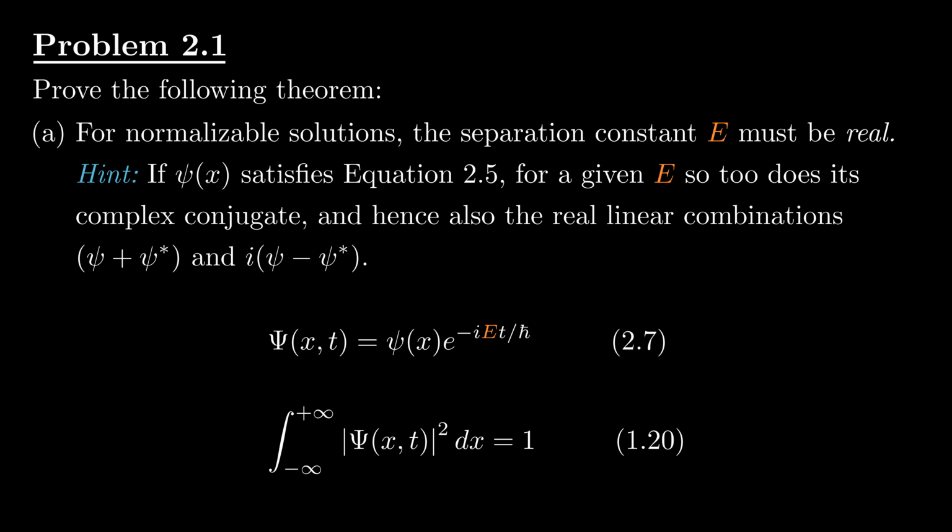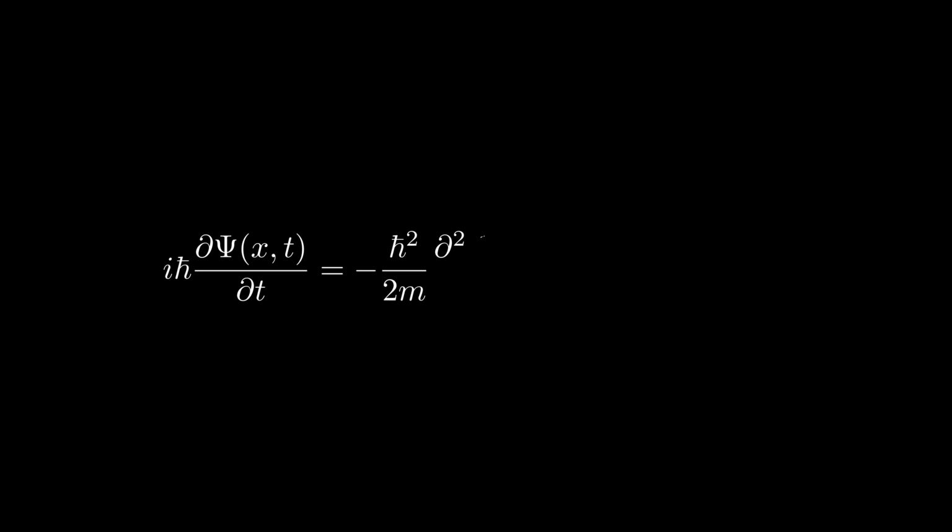Before we dive into the solution, let's first do a quick recap of the Schrödinger equation and the method of separation of variables, which will be essential for solving these problems. The Schrödinger equation is the governing equation for the wave function in quantum mechanics. As you can see, it involves both time and space variables, which are mixed together in the equation.